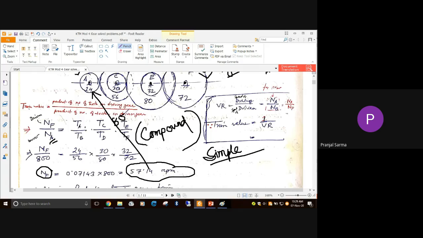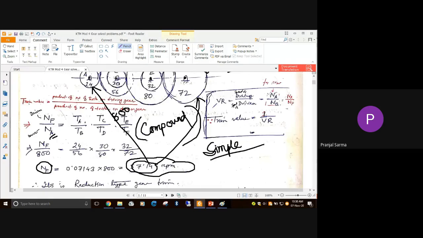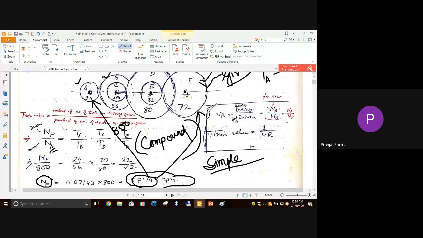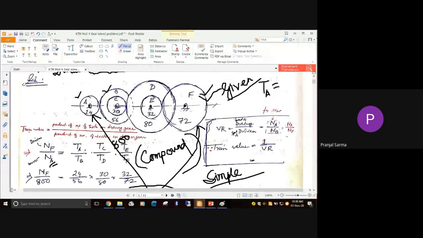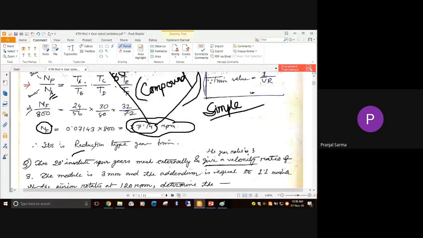Okay, and from here in the final stage, what we have obtained is this value, around 57 rpm in the driven gear. From this knowledge, can you tell me whether it's a reduction type of gear train, or whether it is increasing the value? Definitely the final speed has been reduced, so what we can write is, it's a reduction type gear train.